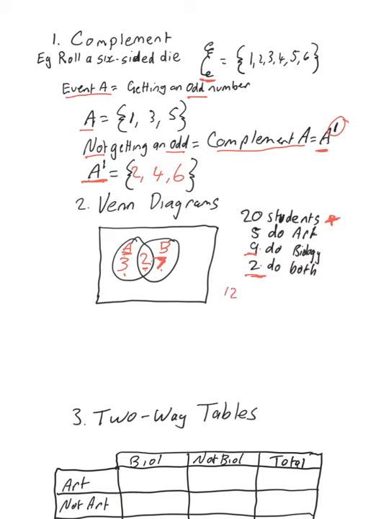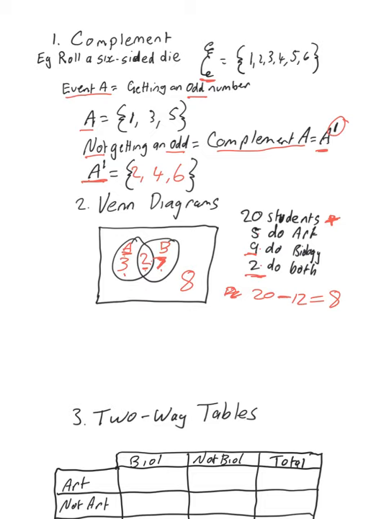How many students did we start off with? We started off with 20 students. We've accounted for 12, so that leaves 8. Those 8 don't do either art or biology, so we'll put those in this space here. So that's the main way to use Venn diagrams. You might need to keep coming back to that as well.